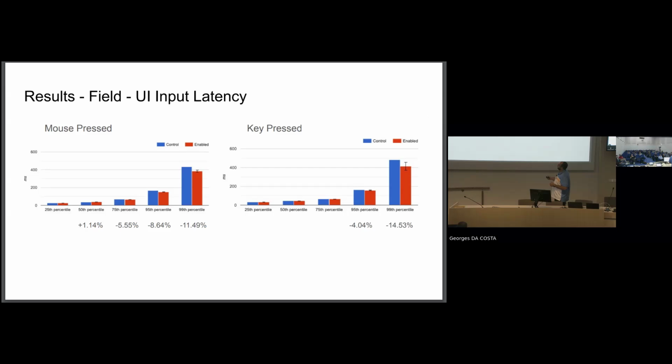In the 99th percentile, we see a general drop of 11.5%, in the 95th percentile an 8.64% drop in mouse press latency, and in the 75th percentile a drop of 5%. The 50th percentile went up by 1.4%. We see that trend a lot of times when things start moving from the higher percentiles towards the lower percentiles. Sometimes the lower percentiles will go up a little bit as the higher percentiles drop.